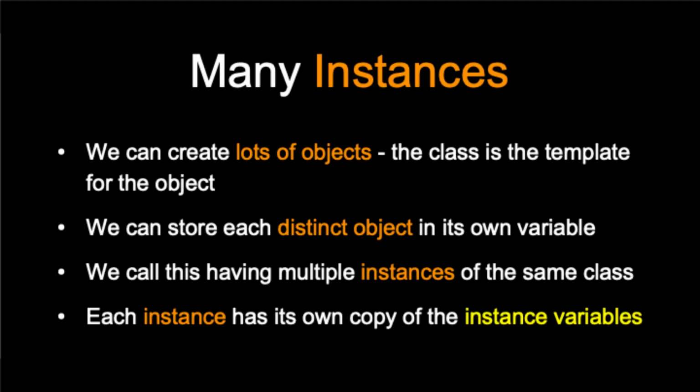A class is a template. We can create many independent instances from it. Each instance gets its own separate copy of the instance variables. We can pass parameters to the constructor to set up each instance uniquely.